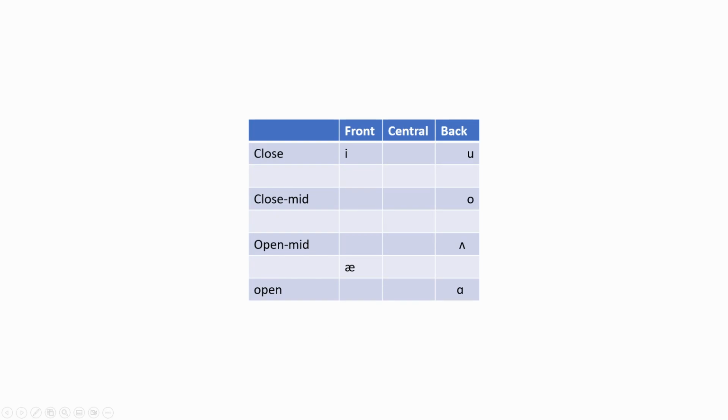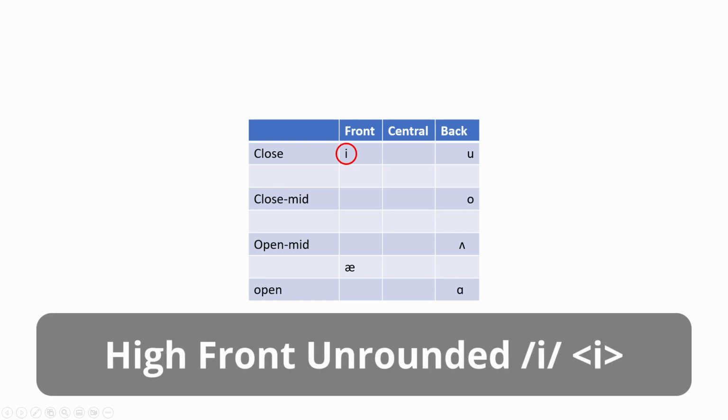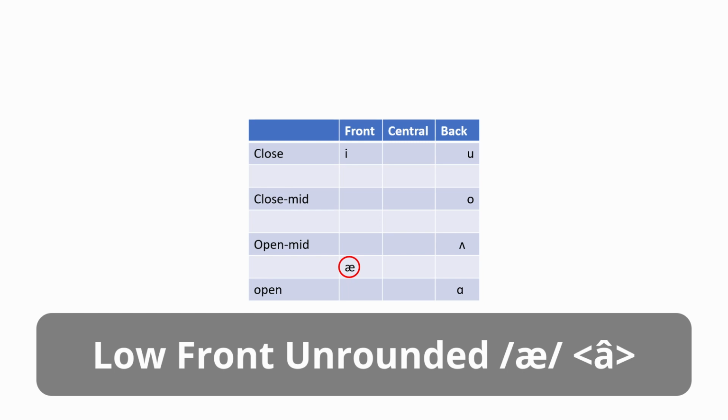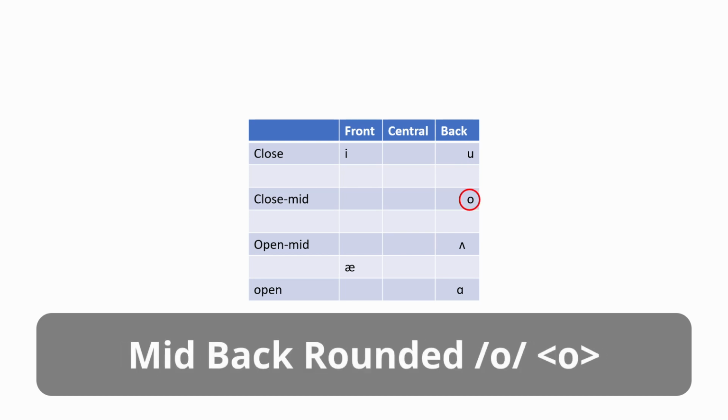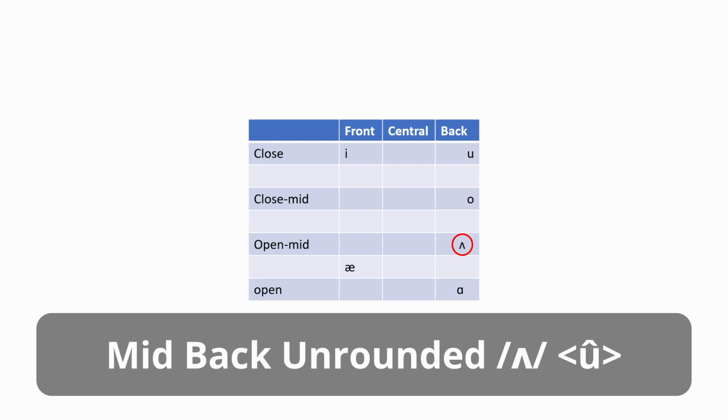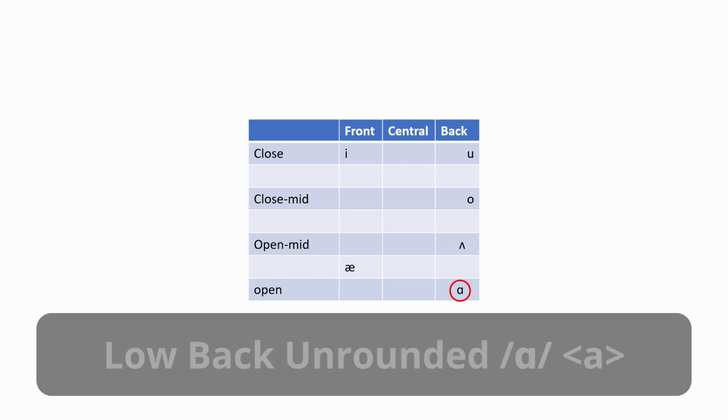Plotting them on the chart as they are announced, the 6 vowels of Old Ur-Kittat are the high front unrounded vowel E, the low front unrounded vowel A, the high back rounded U, the mid back rounded O, the mid back unrounded A, and the low back unrounded ah.